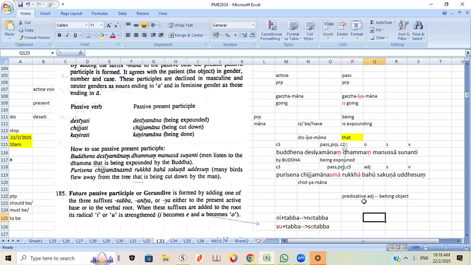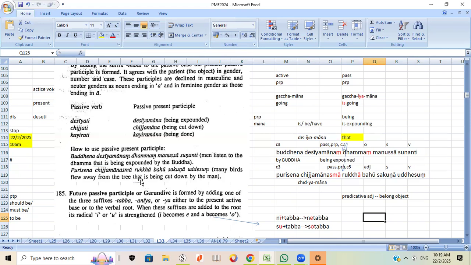So we got two kinds of adjective. One is direct. That means if you say Dhamma, direct one, you say, oh, good Dhamma. Good Dhamma is a direct adjective to the word Dhamma. But when you say Desiyamanang, that means this is a predicative. So this is going to describe the Dhamma. So in order to link the two objects together, normally we need the word that. The word that. Can you see that there?